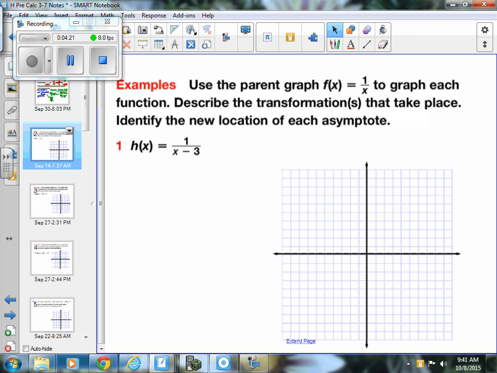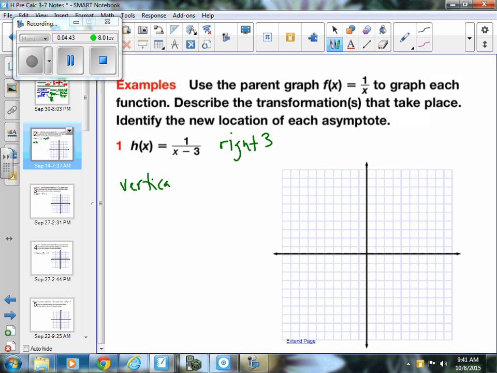What transformations do they have and what effect does that have on the asymptotes? So let's take a look at this first one. That -3 with the x, that means your graph is going to go right 3. So if we move our graph, it moves where those asymptotes are as well. So if you think about moving to the right, that's going to affect your x values. That means that's going to affect our vertical asymptote.